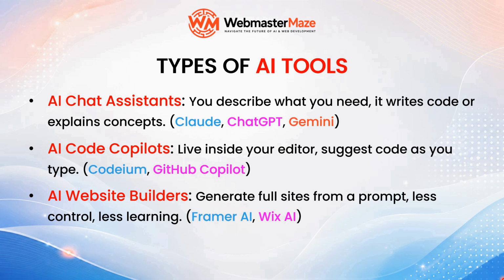AI website builders. These generate full sites from a prompt. They offer less control and less learning. Examples include Framer AI and Wix AI. These tools use a chat-like interface and also handle your website's hosting, files, database, and other technical setup, so you don't need to manage them yourself. They usually cost more than AI chat assistants, especially over time, and make you dependent on their platform for hosting and managing your website. In this guide, we are going to use an AI chat assistant to develop a complete one-page website from scratch.